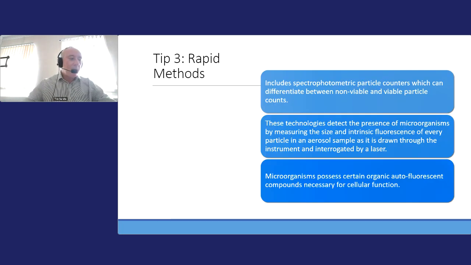Okay, so the third area that I've selected, the third tip, is with rapid methods, particularly rapid microbiological methods, sometimes called alternative microbiological methods. And Annex 1 in particular says that there are opportunities to adopt some rapid methods and to use these to help enhance the contamination control strategy. So rapid methods for microbial detection are often things that are sensitive, precise, and produce the result faster.